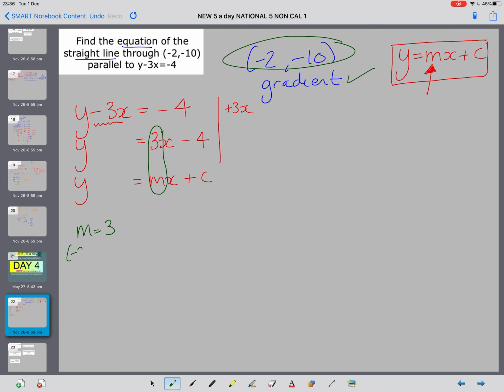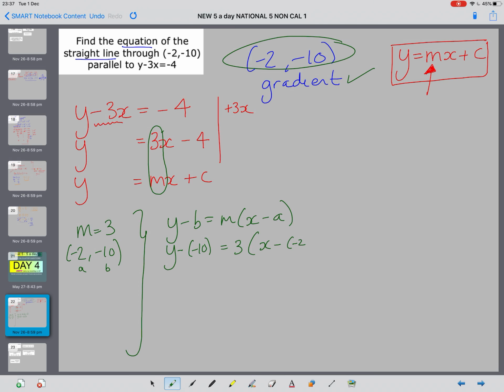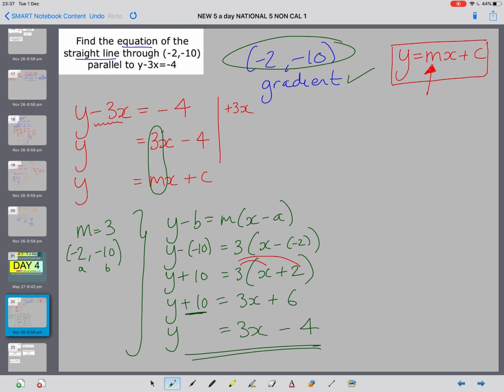Again, I know the gradient, you've been given the point -2, -10. And you're going to sub all of that into y minus b equals m bracket x minus a. So it becomes y, I'll do it the long way just to show you, subtract -10, because that's your a and that's your b, equals 3x subtract -2. Y subtract -10 becomes y add 10, and x subtract -2 becomes x add 2. Multiply this bracket out now, and you get y add 10 equals 3x add 6. And then you want to get rid of that add 10 there, that positive 10, so you're going to take it away on the other side. So it becomes y equals 3x take away 4. And that's your final answer.